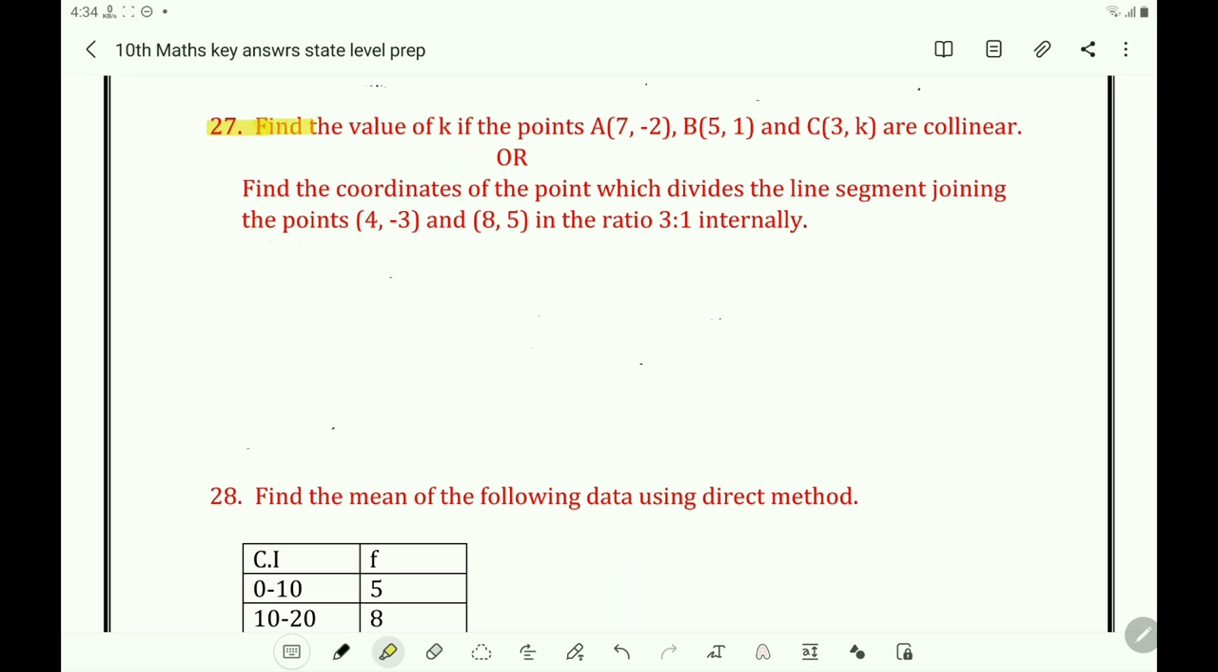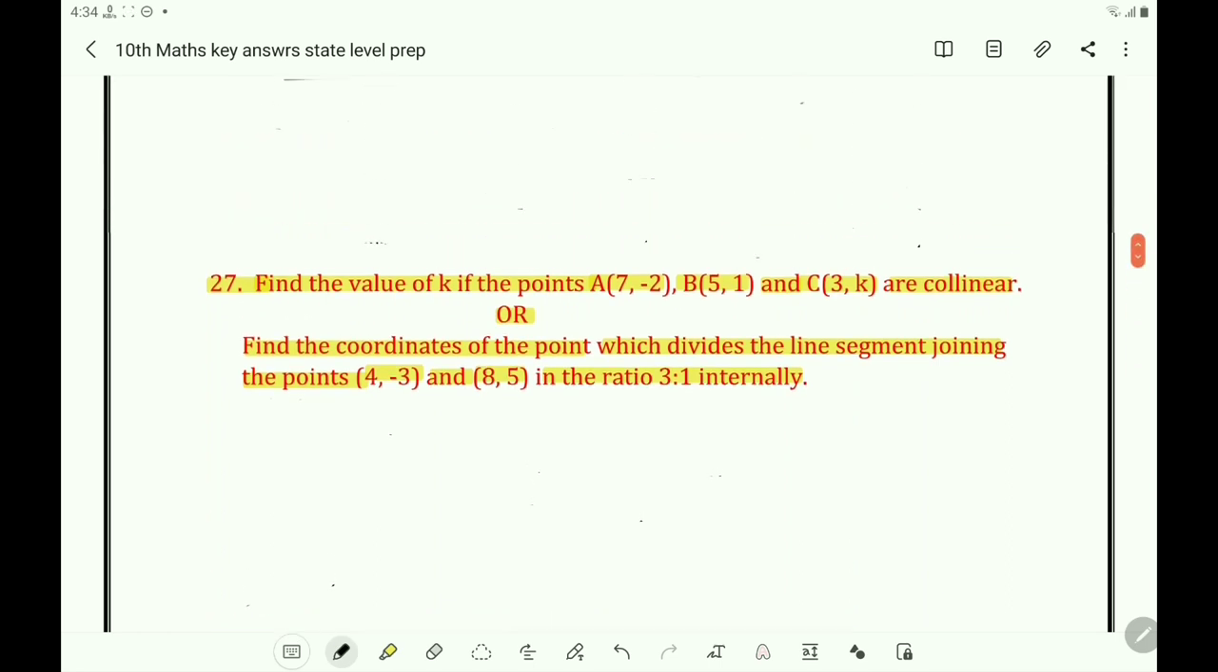27th question. Find the value of k if the points A (7, minus 2), B (5, 1) and C (3, k) are collinear. It is a choice question, or OR: Find the coordinates of the point which divides the line segment joining the points (4, minus 3) and (8, 5) in the ratio 3 is to 1 internally. So let us solve the first one.